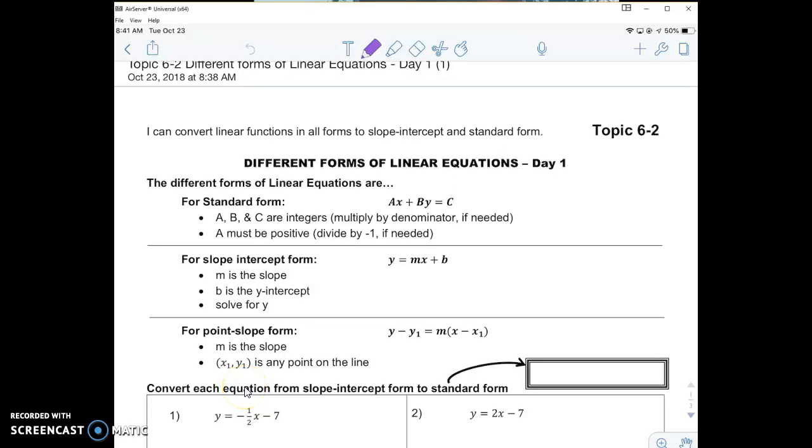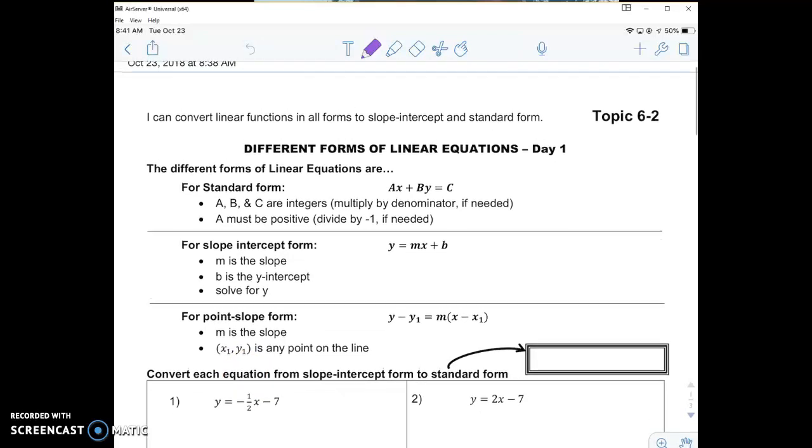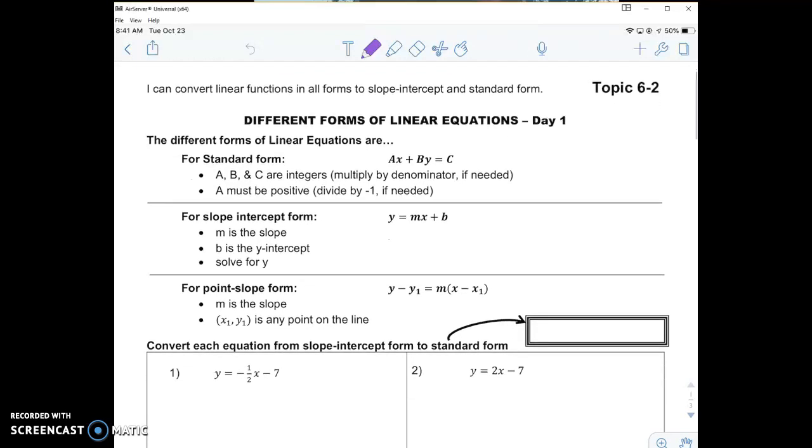This is note 6.2, different forms of linear equations, day 1. We have 3 different types of linear equations. The first one is called standard form. Standard form is ax plus by equals c, where a, b, and c are just numbers.